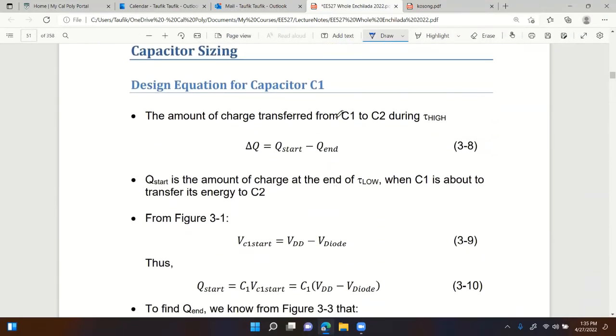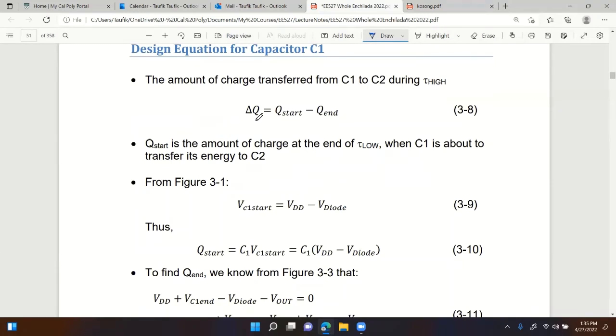The amount of charge transfer from C1 to C2. So this section is on sizing the capacitors. How do you size the capacitors C1 and C2? Eventually, you're gonna need to know how to do that, right? Just like sizing L1 in buck, boost, or buck-boost. So how do you size capacitor C1? The amount of charge transfer from C1 to C2 happens during tau high, isn't it?